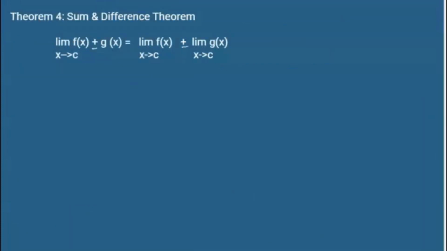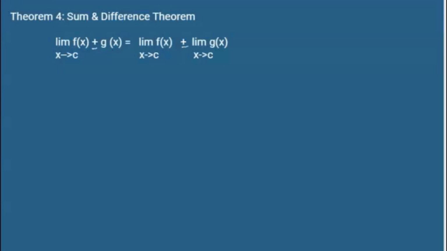For Theorem number 4, it's the sum and difference theorem. It states that the limit of the sum of two functions is equal to the sum of the limits of each function. Or if it's the difference, the limit of the difference of two functions equals the difference of the limits of each function.